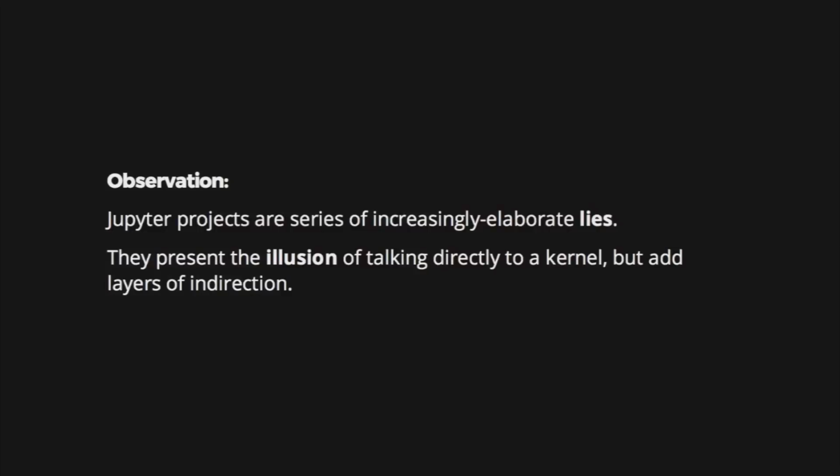So that's PG Bouncer. The next problem that we wanted to solve is multiple hubs. To explain this, I'm going to make the observation that Jupyter projects, as they've evolved over time, are essentially a series of increasingly elaborate lies. What do I mean by that? I mean that the Jupyter projects all present the illusion of talking directly to a kernel, but we've added increasingly many layers of indirection as we've evolved over time.